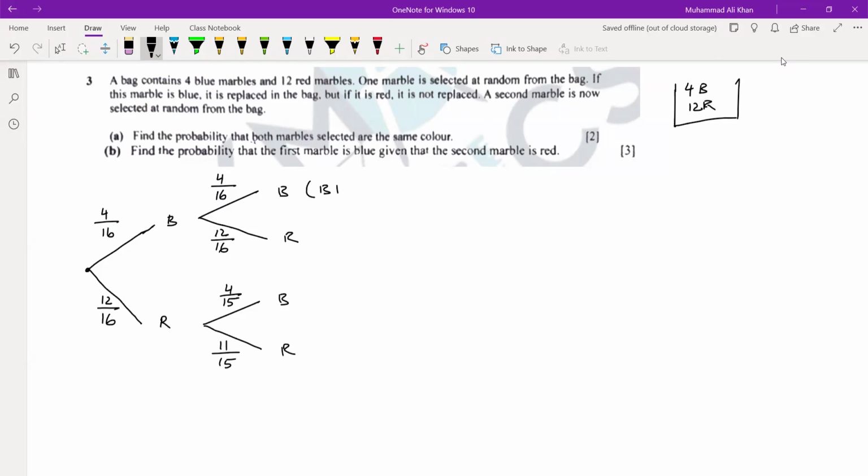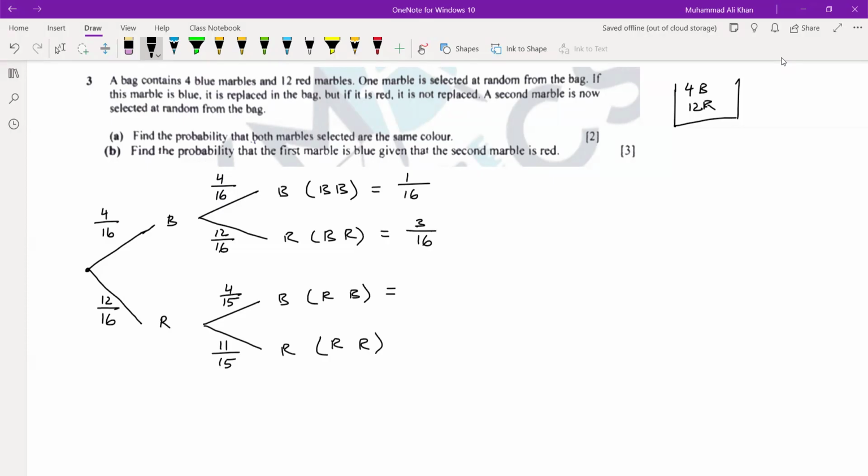This is for blue and blue. This is for blue and red, red and blue, red and red. Now, here the first branch probability will be 4 over 16 is 1 over 4. 4 over 16 is 1 over 4. So it will be 1 over 16. The second branch has 4 over 16 multiplied by 12 over 16. So it will be 3 over 16.